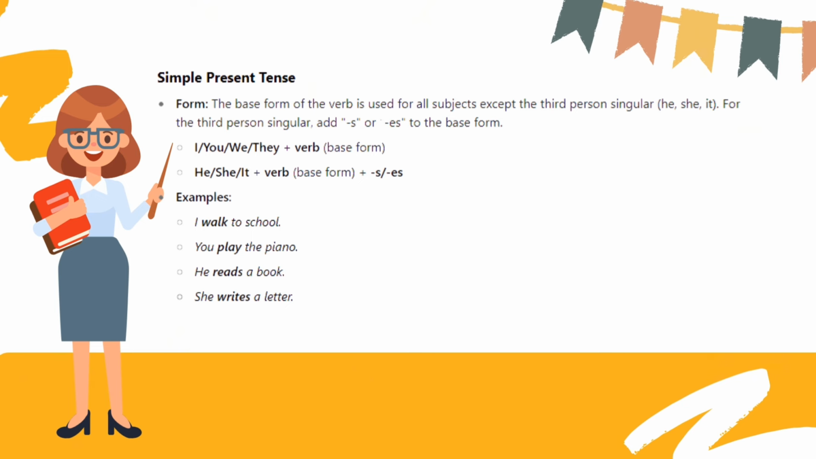Okay, so for the simple present tense or present tense, the base form of the verb is used for all subjects except the third person singular. For the third person singular, we add s or es to the base form. So we have I, you, we, and they plus the verb, which is the base form, while he, she, and it plus the verb, base form plus s or es. For example, I walk to school. You play the piano. He reads a book. She writes a letter. So those verbs or actions take place in the present time.